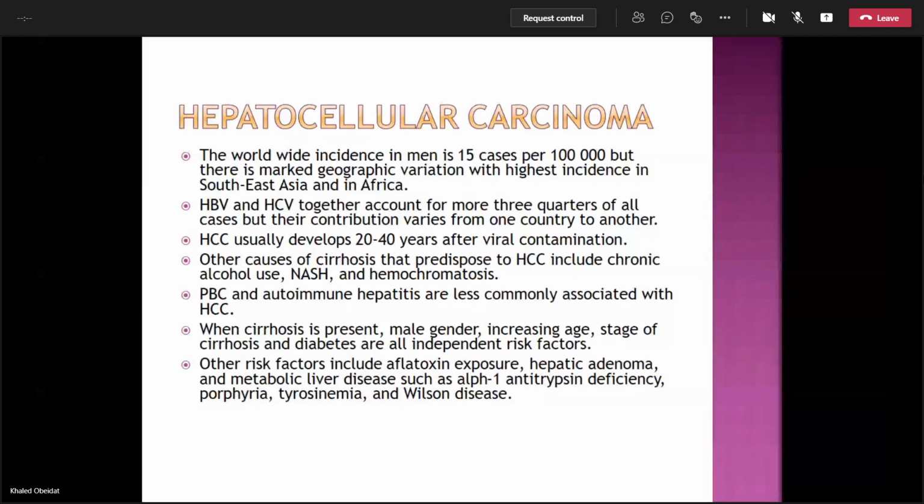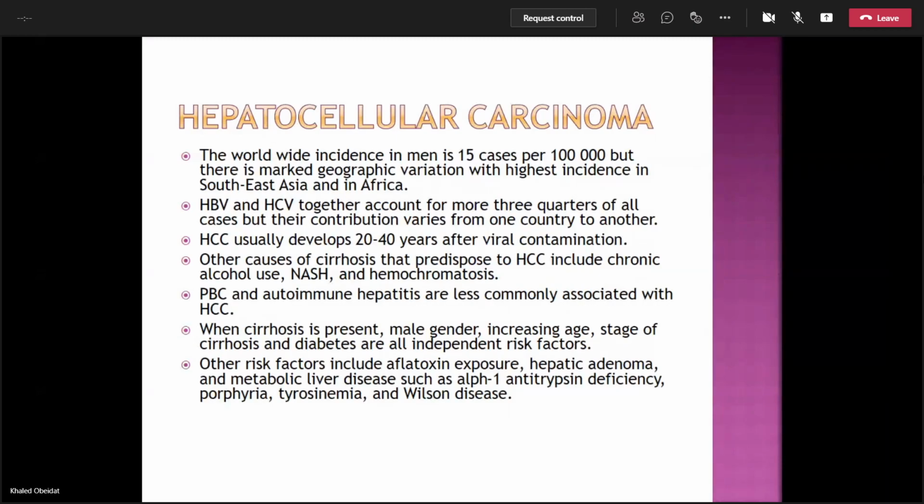Hepatitis B and C contribute to nearly 3/4, 70 to 80% of all cases of hepatocellular carcinoma worldwide. Their relative contribution varies from one country to another.